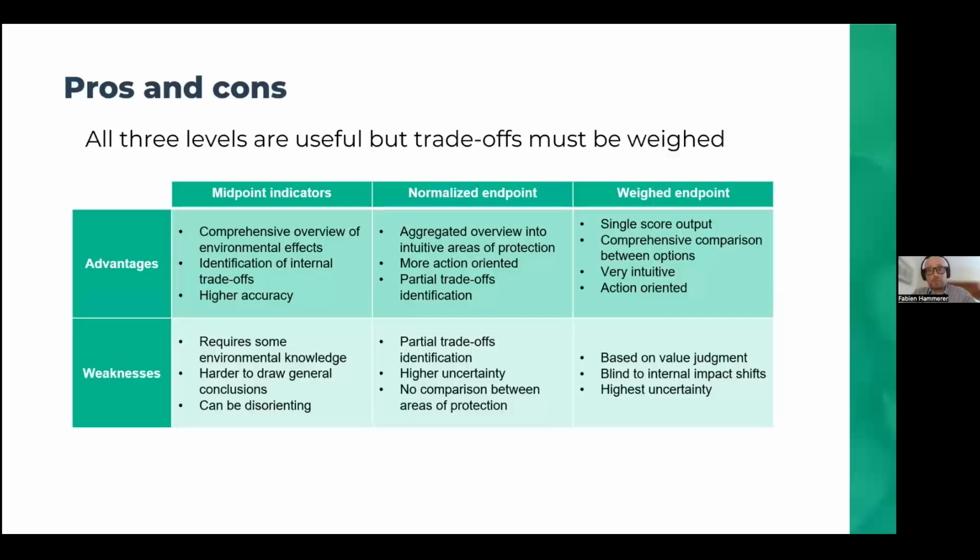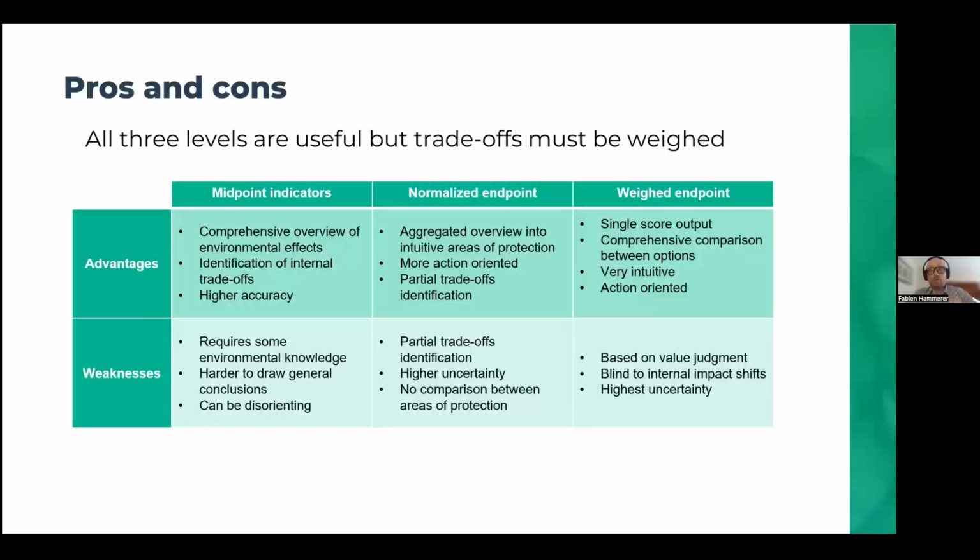It's a single score output, offers comprehensive comparison between options. It's very intuitive and action oriented. But as its weaknesses, as I already mentioned, it's based on a value judgment. It's blind to internal impact shifts, and it offers the highest uncertainty of all three. The choice of where to go and where to start in terms of that process really depends on the objectives that you set out for yourself.